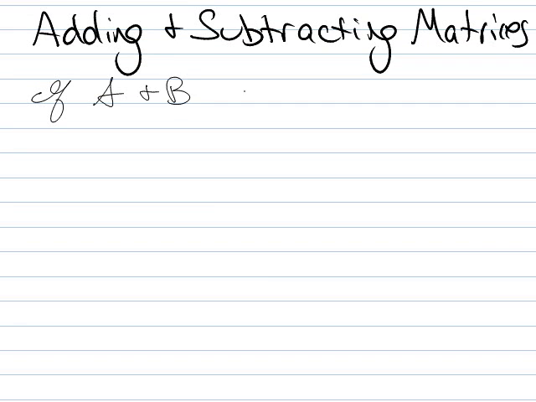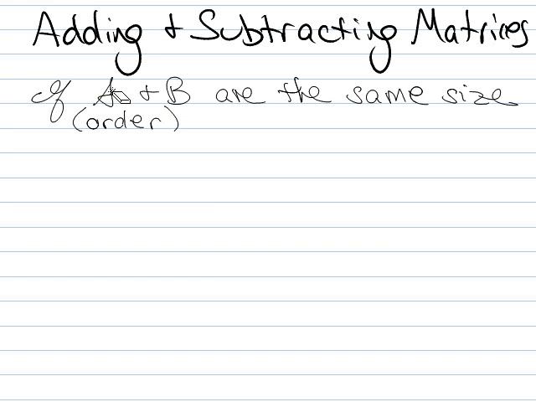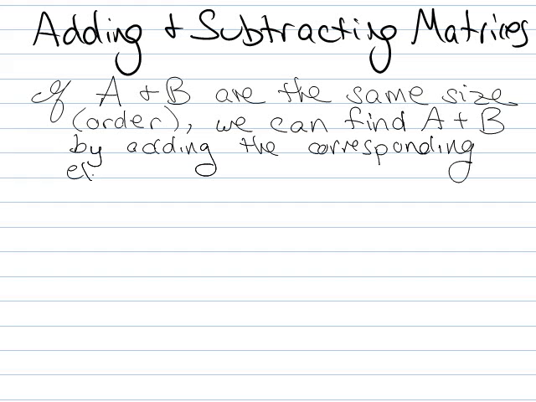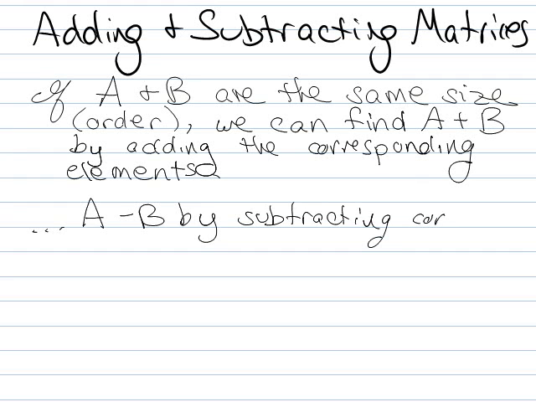If A and B are the same size, and I keep saying size, your book says order. If they're the same order, I'm going to make that look prettier. If A and B are the same size or order, we can find A plus B by adding the corresponding elements. Similarly, we can find A minus B by subtracting the corresponding elements.